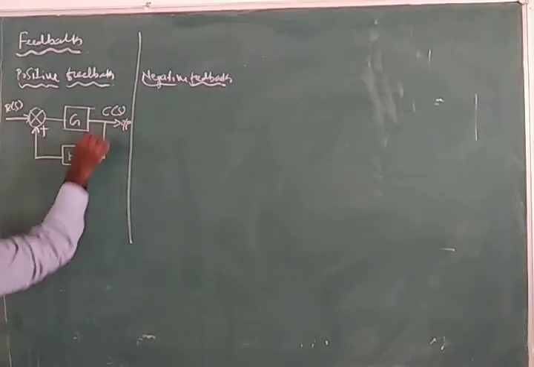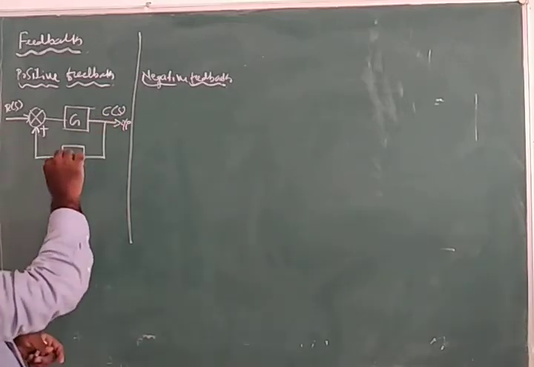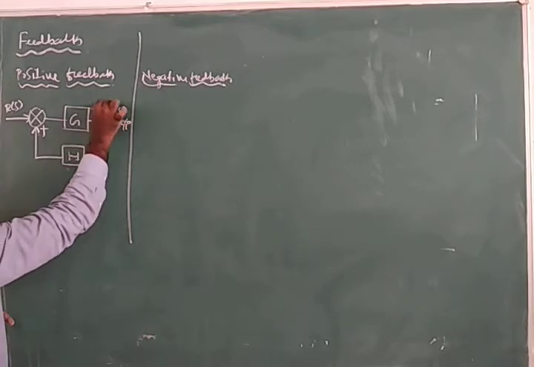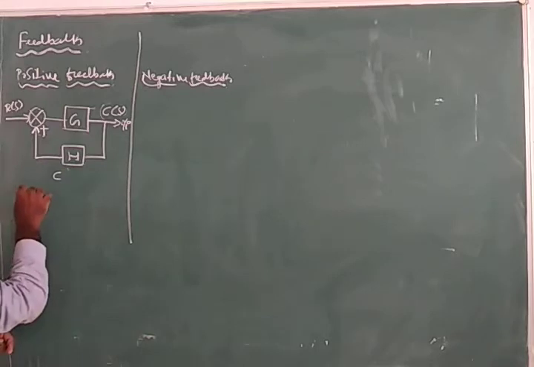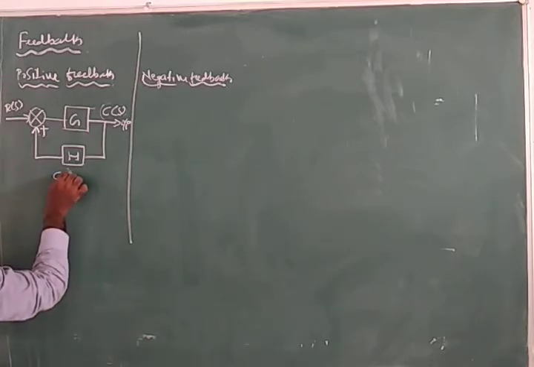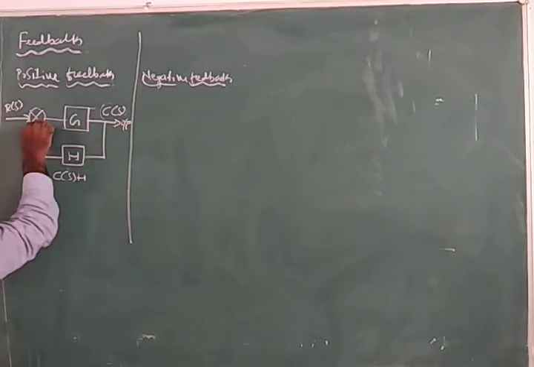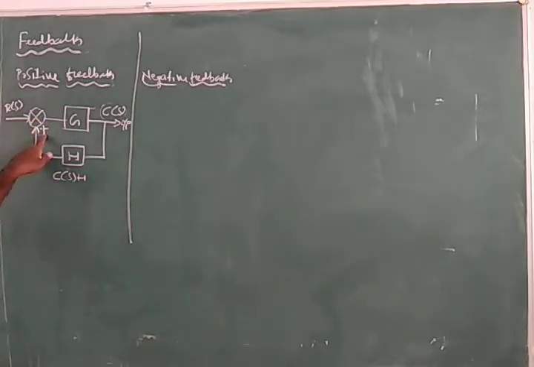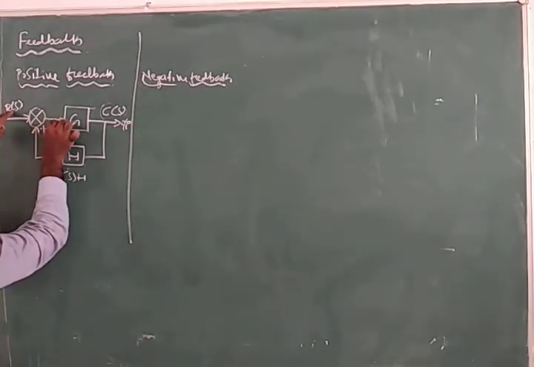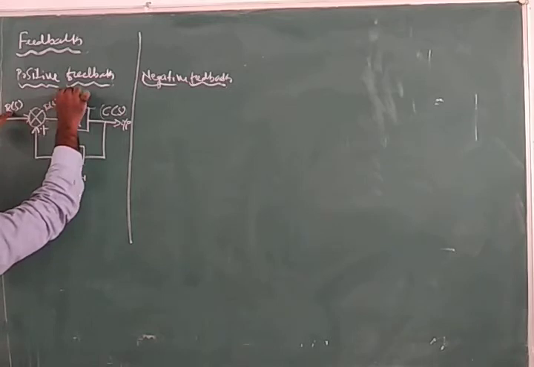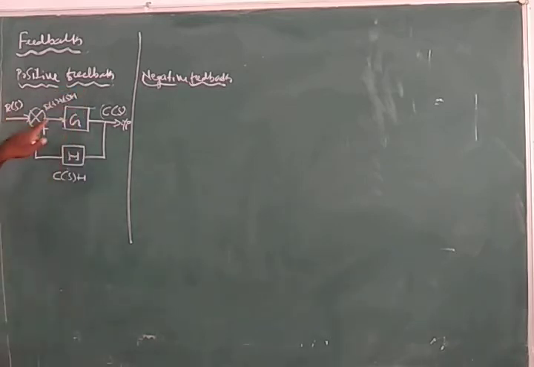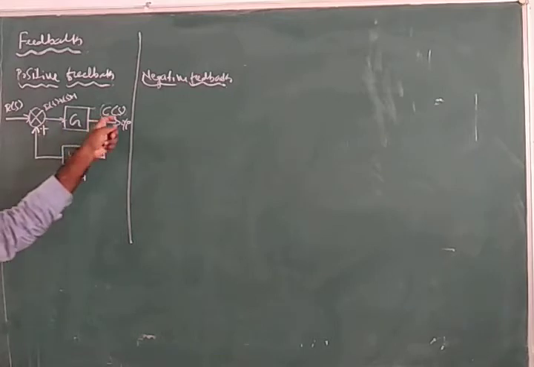Now which signal is coming here? The feedback signal is sensing a part of the output. So what is the signal it will give to the summing point here? C of S into H. This signal will come here, and in positive feedback this signal is getting added with the reference input. So which signal will it produce? R of S plus C of S into H. This signal will be passed to the controller.